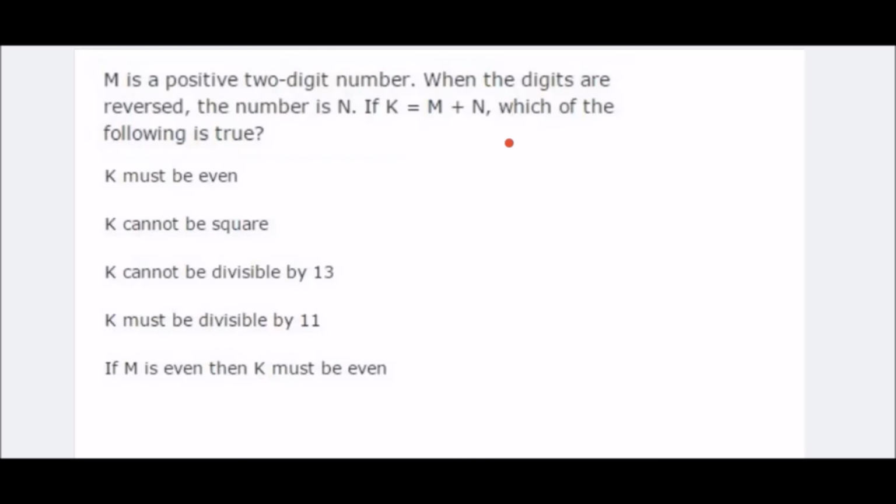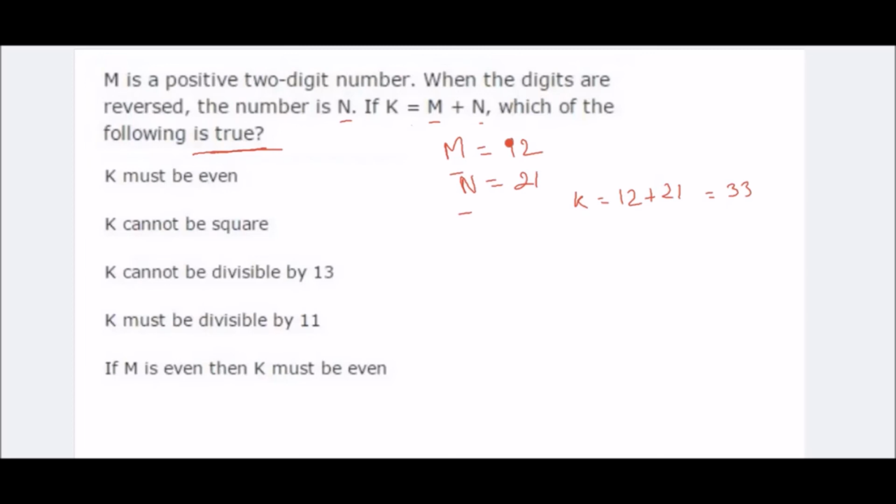M is a positive 2-digit number. When digits are reversed, the number is n. If k equals m plus n, then which of the following is true? See here, m equals any 2-digit number. Let's consider 12. And n is the number that is reversed, that will become 21, right? When m and n are added, it will become k. 12 plus 21, it will become 33. So which of the following is true?